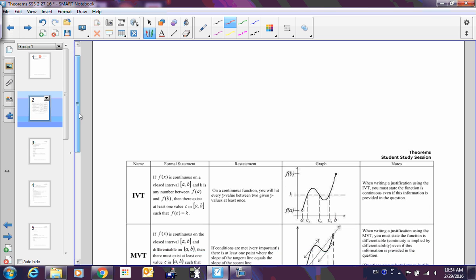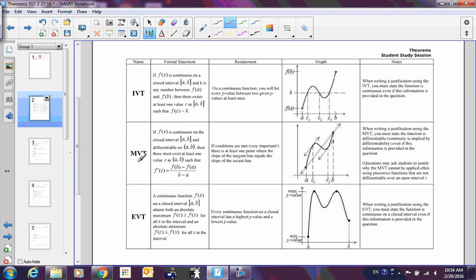If you turn the page, there is a sheet that has all three theorems: intermediate value theorem, mean value theorem, extreme value theorem. I'm going to start with extreme because this just basically says you have an absolute max and a min as long as you have continuity on a closed interval. Okay, that was the one we started off with.